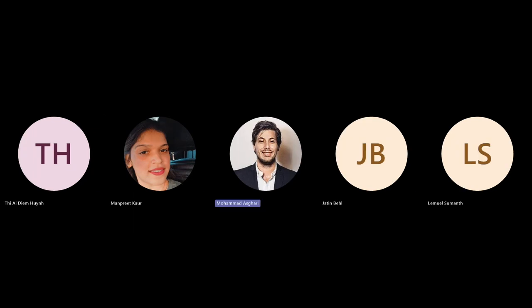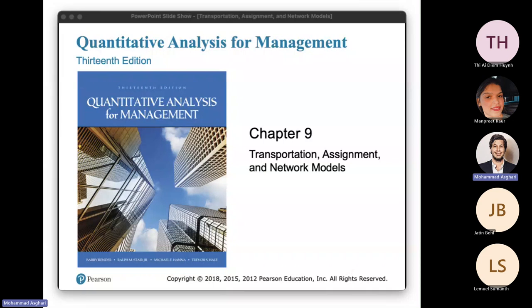The topic today we want to cover is called transportation, assignments, and network models. And this is another set of problems that are applied. There are no theoretical type, we can apply always. So what we have learned so far, we are starting to use them for some famous topics like transportation, assignment problems.